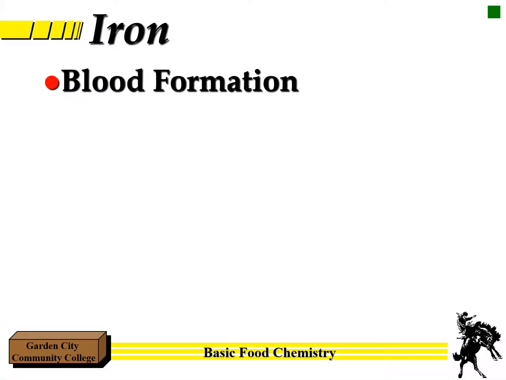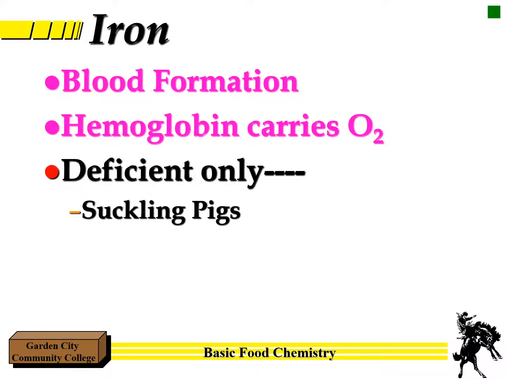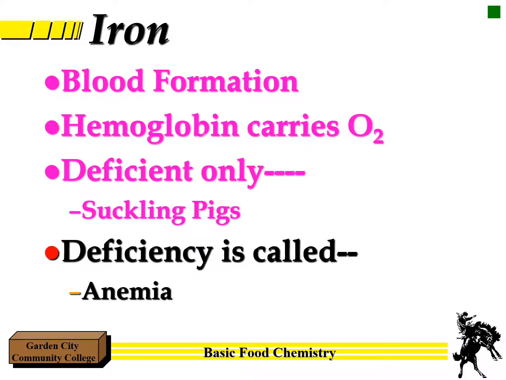So with iron again, let's make sure we review that. Blood formation was one of the big things, in terms of developing hemoglobin, which is the pigment that does carry oxygen through the body. The big deficiency is mostly in your suckling pigs, and that deficiency would make them anemic, or it's called anemia.